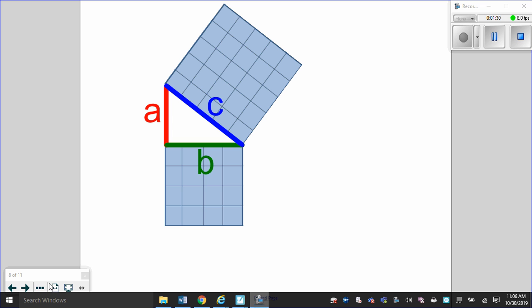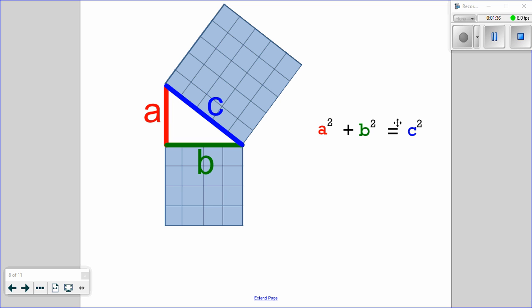Let's use this as an example. We already know this is a right angle, so we already know, because we built it that way, that a squared plus b squared equals c squared. The length of b is 4, the length of c is 5, so we can go ahead and substitute those. We'll square them.